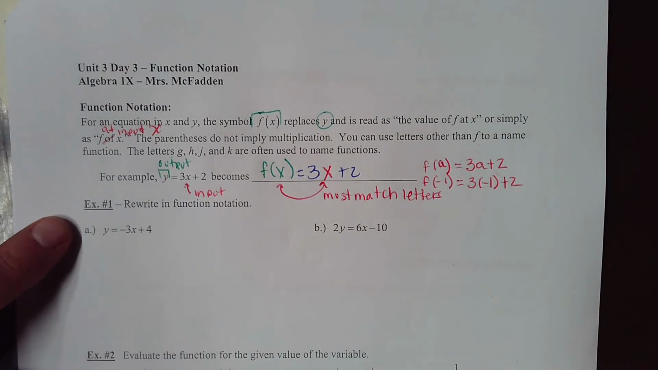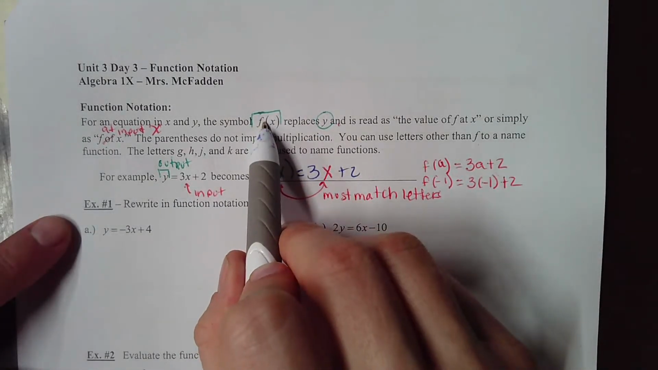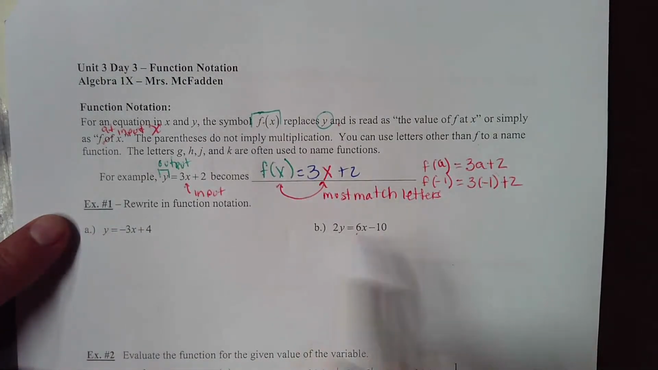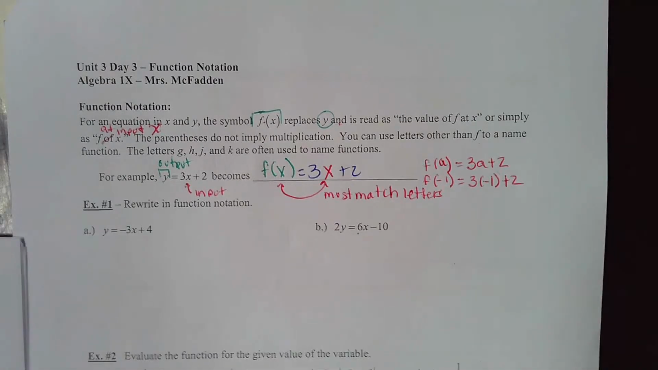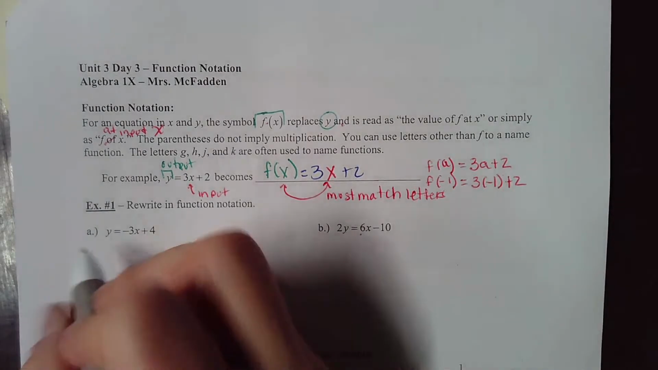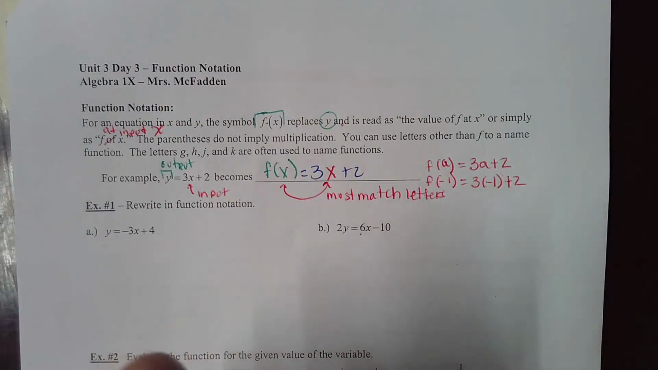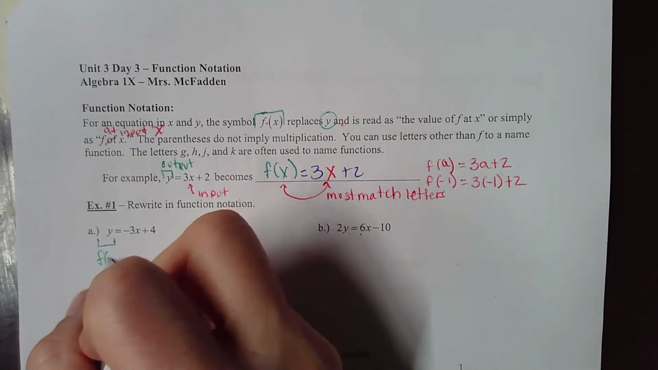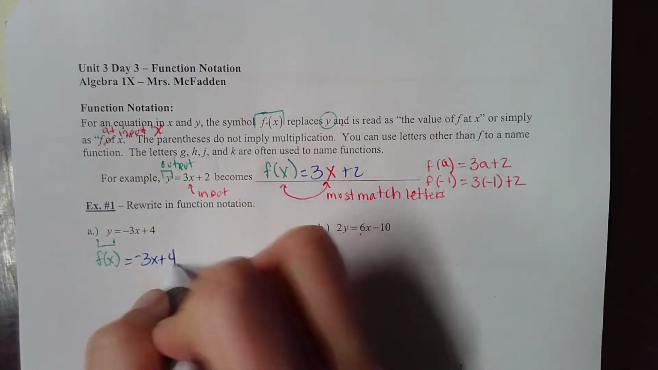Rewrite this function so it is function notation. That means instead of y, we're going to write f at x. I want you to do that for A and for B. Here, I just get f at x equals -3x plus 4.